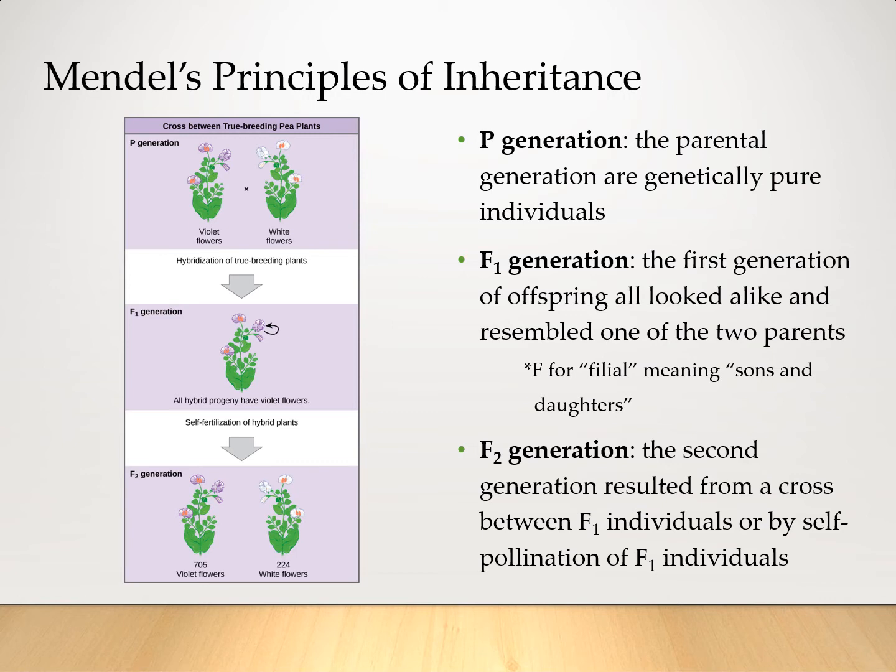For example, look at the diagram. When violet-flowered parent plants were crossed with white-flowered parent plants, the offspring were 100% violet, appearing as if the white gene had disappeared. He would then allow two F1 hybrids to self-pollinate, producing the F2 offspring. In the F2 generation, two variations resulted again, violet and white, in a 3-to-1 ratio, 75% purple to 25% white. This became the foundation of Mendel's work.